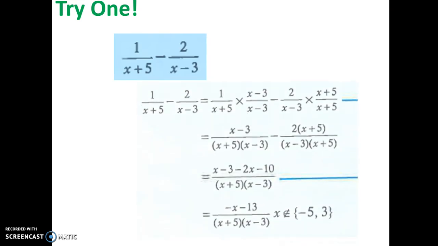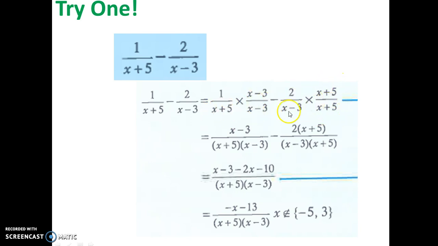Okay, let's take a look at the work. You might want to pause the video and compare your work to this. I'm not going to go through every single step here, just kind of quickly. First of all, you're looking at this. Common denominator is going to have this in it and this in it. So that means the first fraction is multiplied by x minus 3 over x minus 3, because that will introduce x minus 3 into this denominator. The second fraction needs an x plus 5 in the denominator, so we're going to multiply the second one by x plus 5 over x plus 5. Now both denominators will be identical.